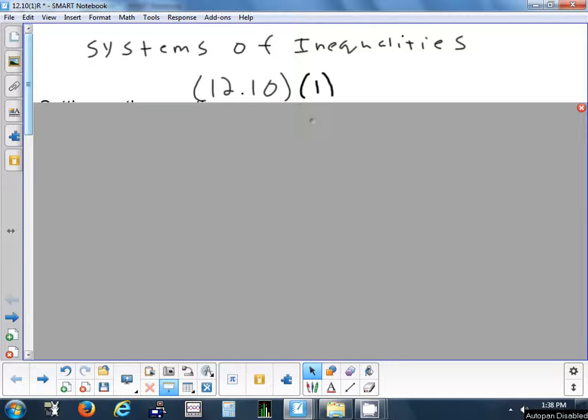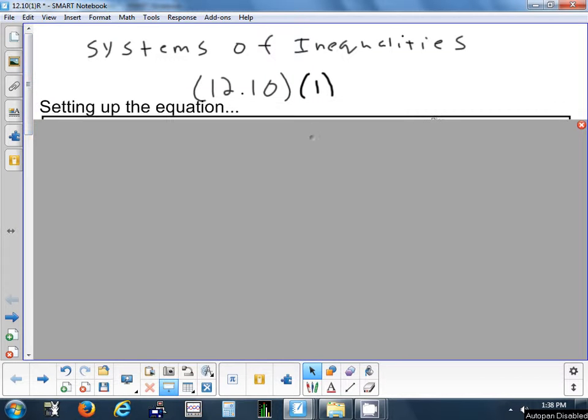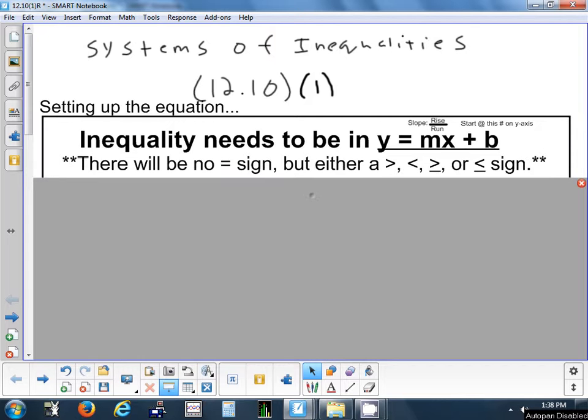All right, so you already have systems of inequalities on your sheet. The first thing we're going to talk about when we do inequalities is setting up that equation, using that same form we talked about last night for homework. Exactly, like Spencer just said, y equals. You have the y, you're just going to fill in mx plus b.